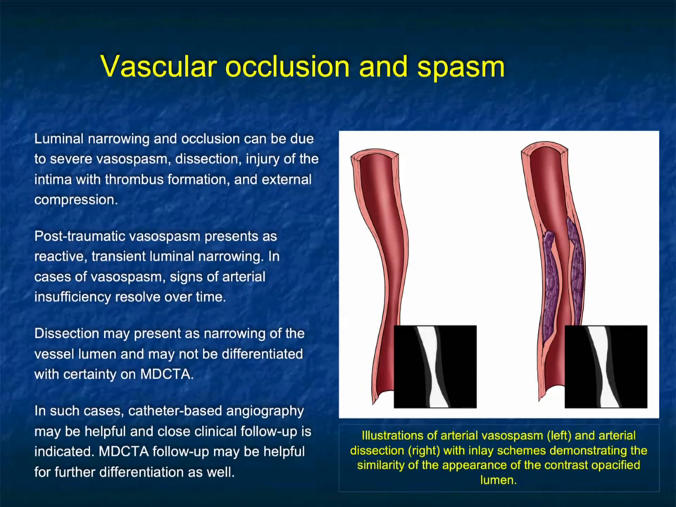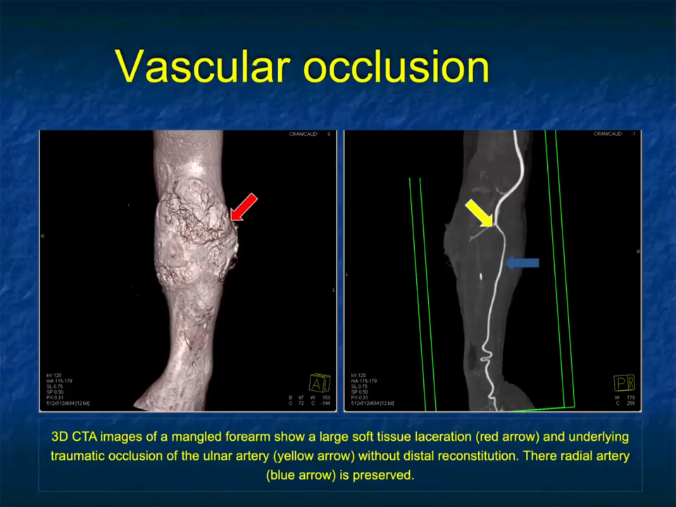It's a very important thing because with spasm, you typically manage conservatively. With occlusion, you'll probably go to surgery. It can be somewhat challenging. Post-traumatic vasospasm presents as reactive, transient luminal narrowing. In cases of vasospasm, signs of arterial insufficiency will resolve over time. On the other hand, dissection may present as narrowing of the vessel and may not be differentiated with certainty on the CTA, so it can be somewhat challenging. In such cases, catheter-based angio may be helpful, and close clinical follow-up is indicated. So it is potentially going to be a challenge.